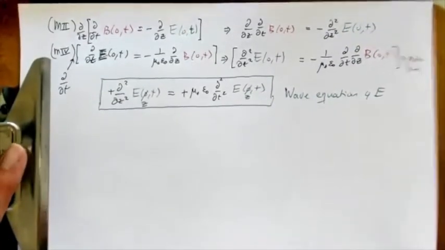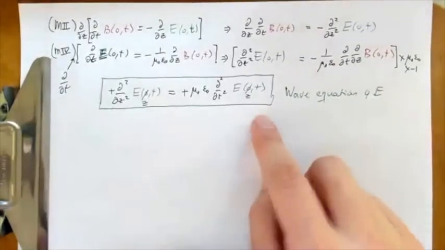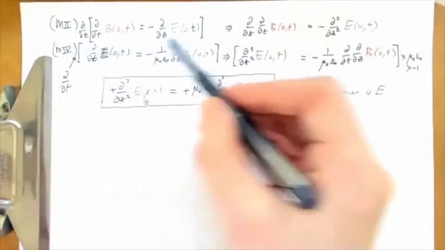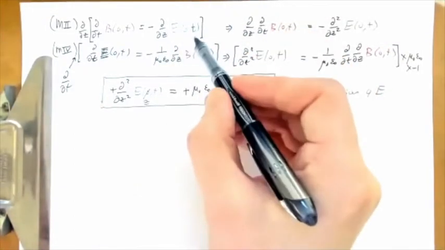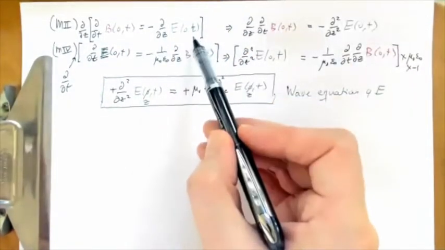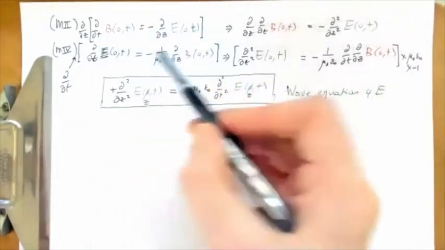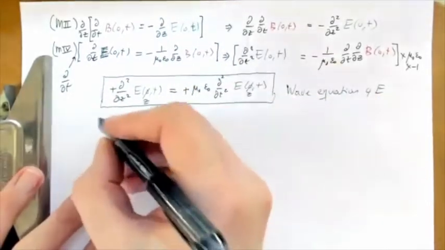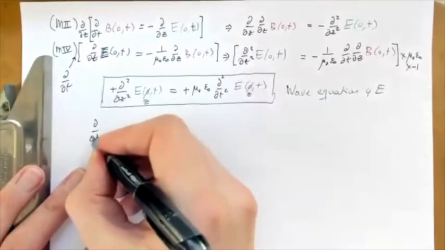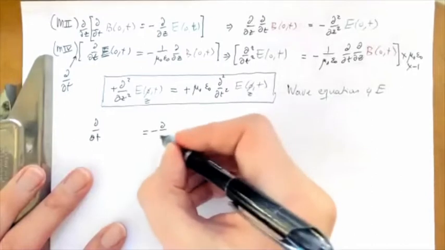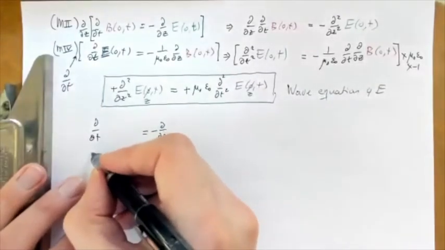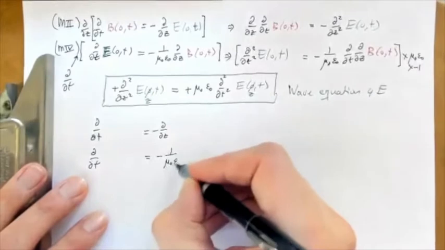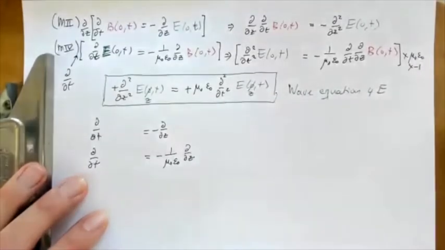So while we're at it, let's try to figure out if we can get the wave equation for B. So in that case, what we want to do is start with this one, and if we want to eliminate the E field, then we need to make this equation and this equation, that derivative of the E, look the same. So let me repeat what I had here. So I had a d/dt equals minus d/dz, and then I have a d/dt equals minus 1 over mu naught epsilon naught d/dz. All right, so this is our B.